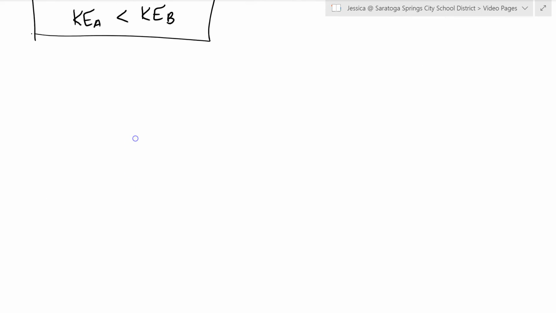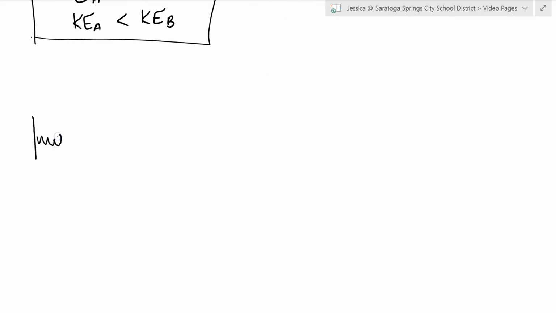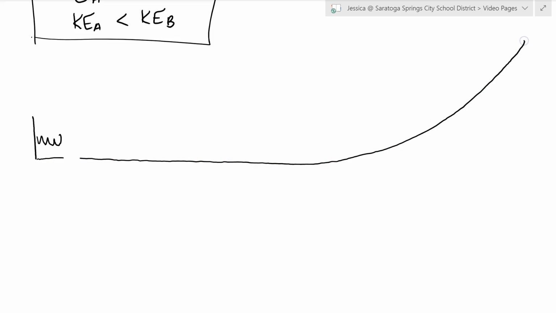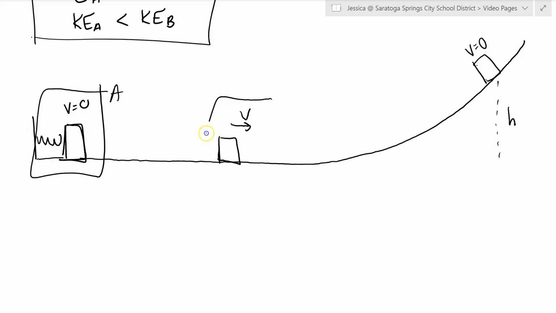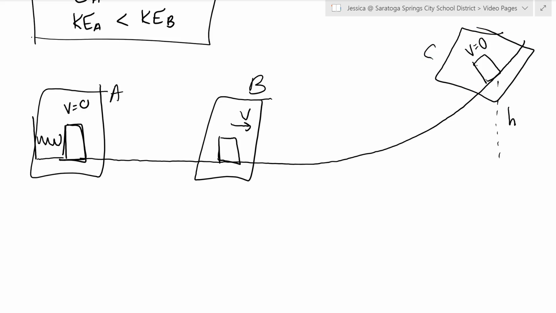So another system we might see is a spring that is attached to a wall, and then there's some ramps. So we might have a mass pressed up against the spring at rest, and then at some later point, the mass is moving with a speed v, but the spring is no longer attached, and then it rises to some maximum height where it momentarily stops. So again, we have our system changing positions. So it's a good idea that we need conservation of energy, but this time we're going to have 3 positions, so A, B, and C.